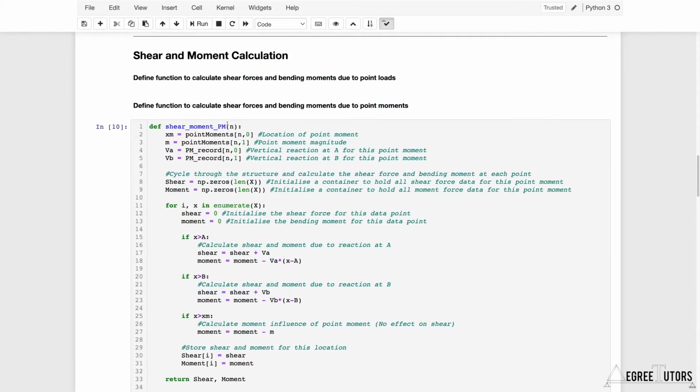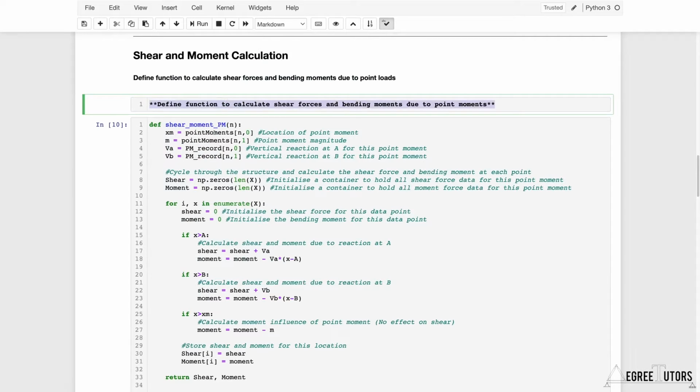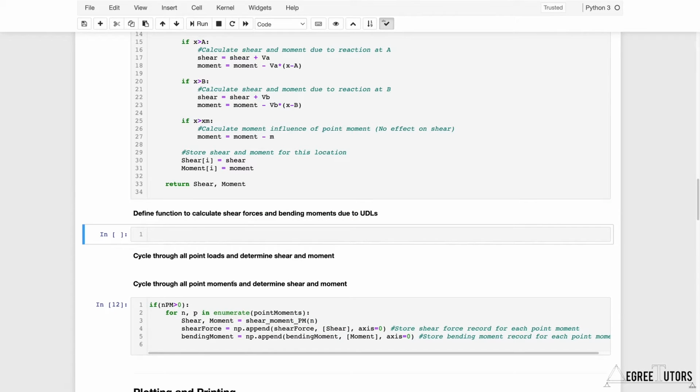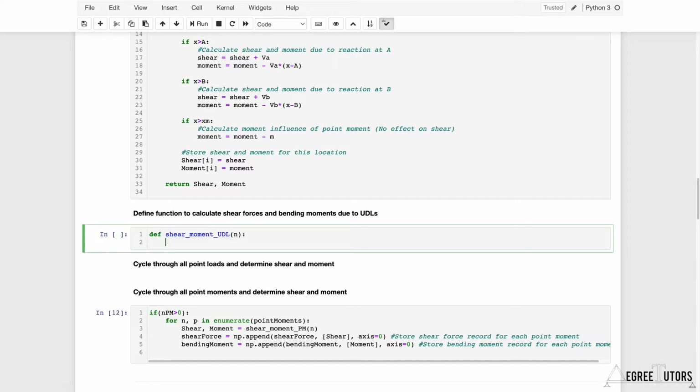Another new cell. Copy this guy here, bring him down here, change it to a markdown cell. Define function to calculate shear forces and bending moments due to UDLs. All right, excellent. So let's define our function. This is going to be shear_moment_UDL. It's taking in n, and we're going to start off by extracting out x start.